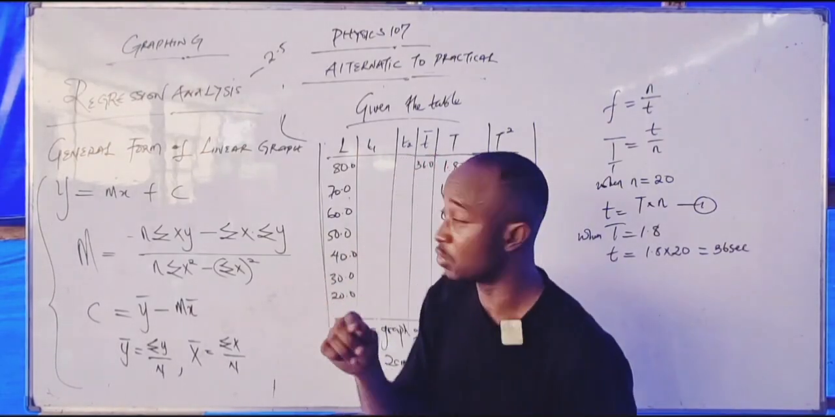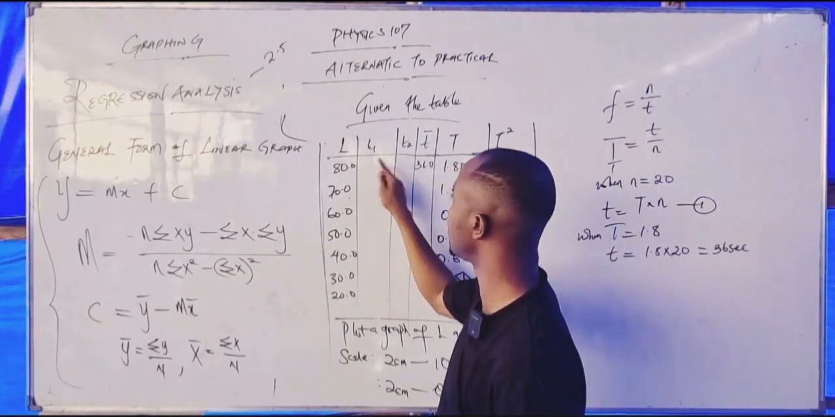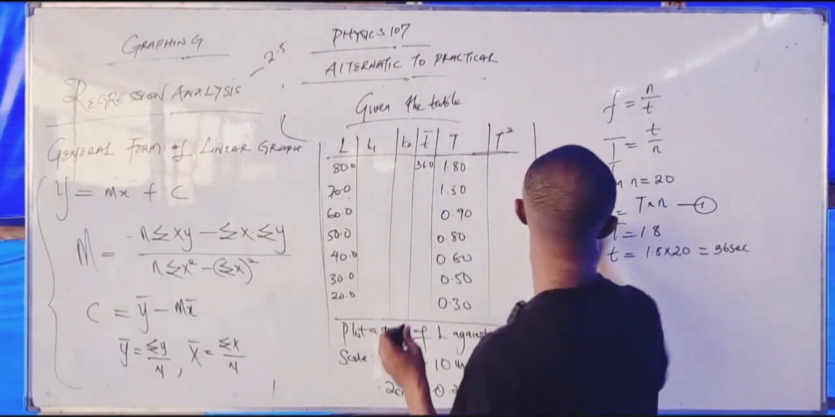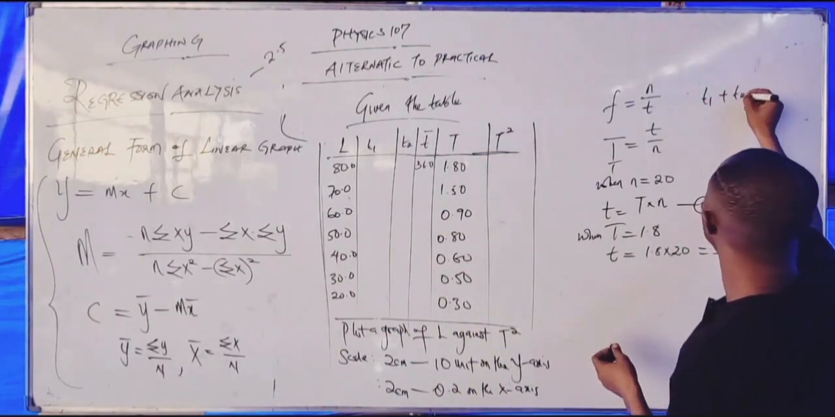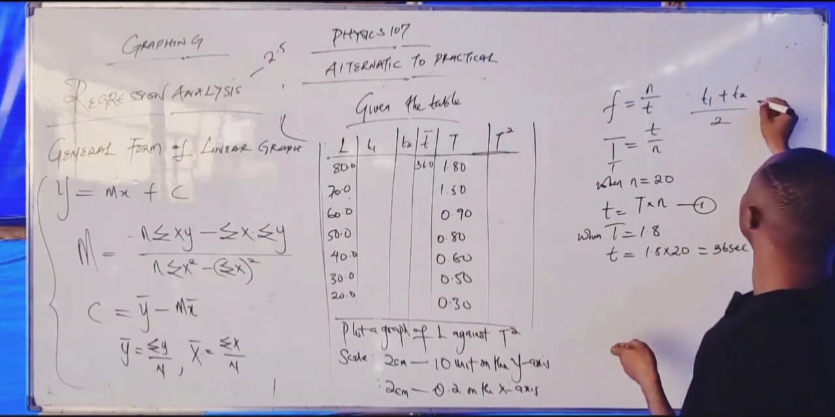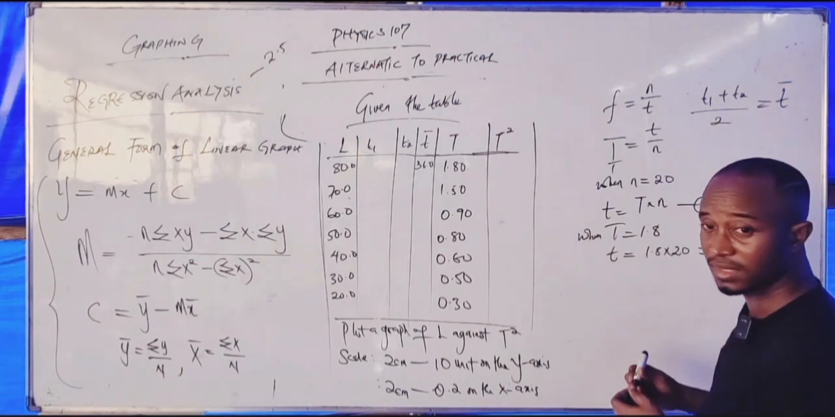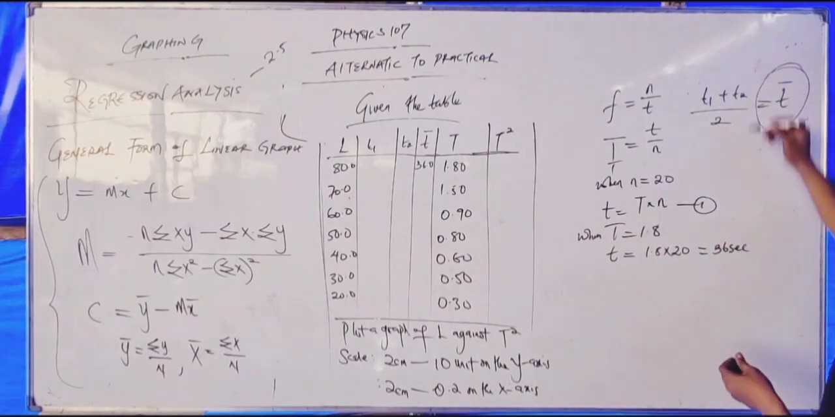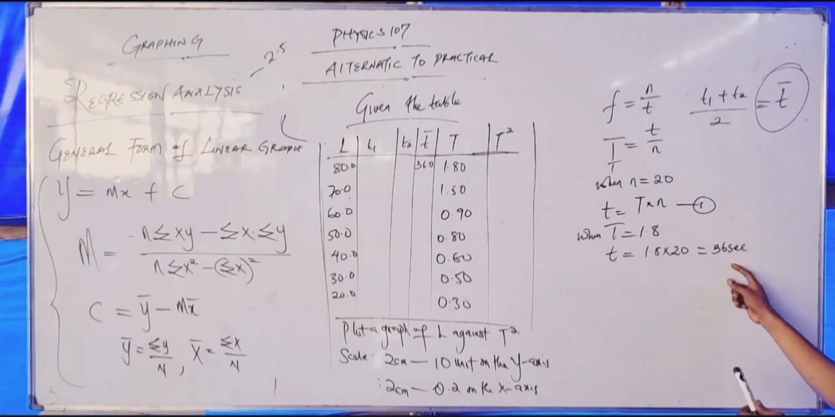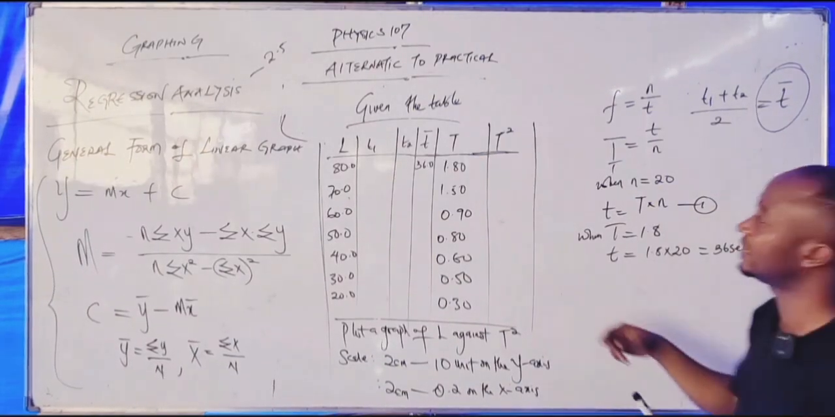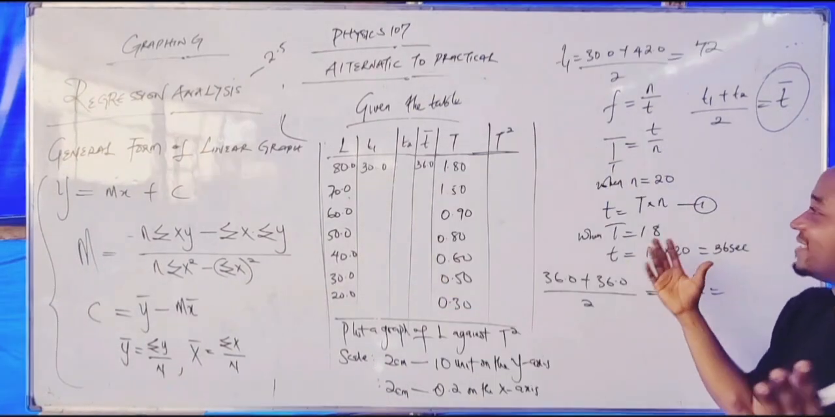Now, it's left for you to manipulate this into this and this. Because T1 plus T2 over 2 should be equal to T average, are you aware? So I've only got my T average as 36. So that means that I can divide this into what? Let's think of a similar number.